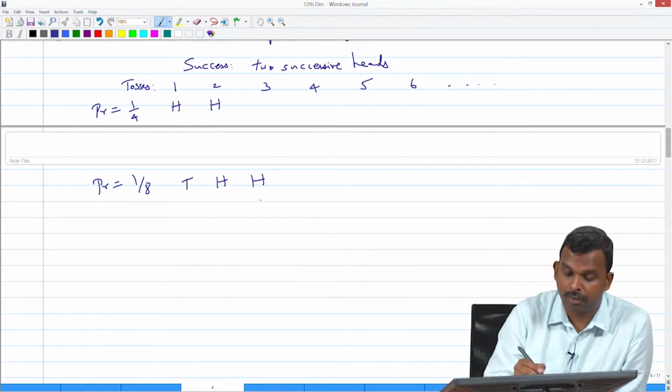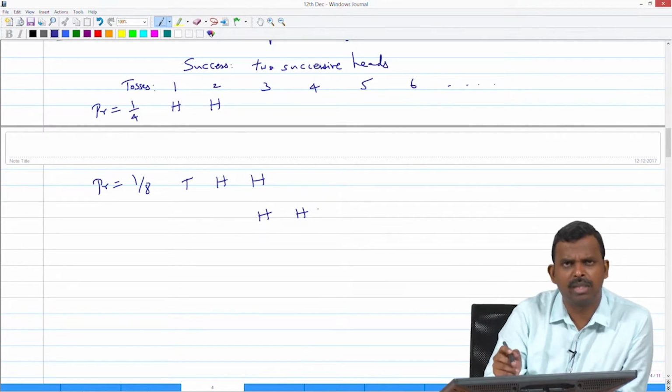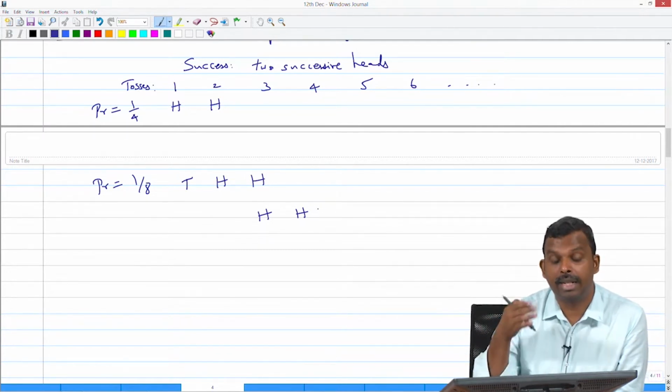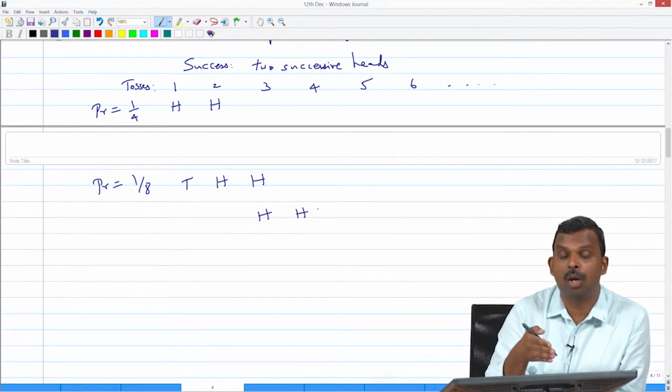So, what about the first time two consecutive heads occurred is 3 and 4. Okay, so hopefully you can see. I am tossing a coin repeatedly. When I get two successive heads, I stop. So, the first question is, what is the probability that you will stop at the second toss?